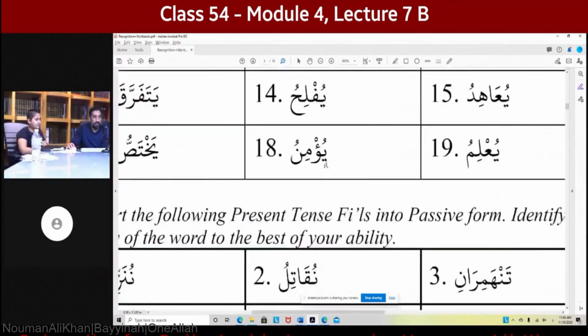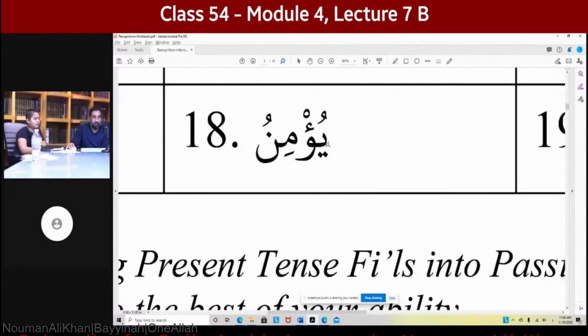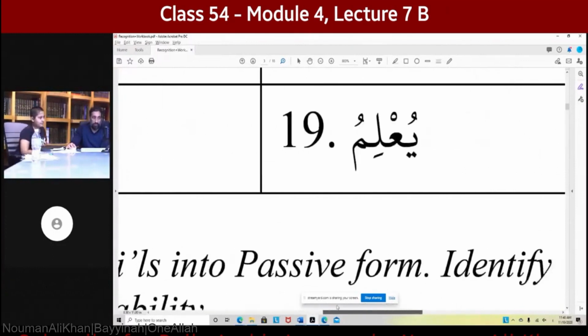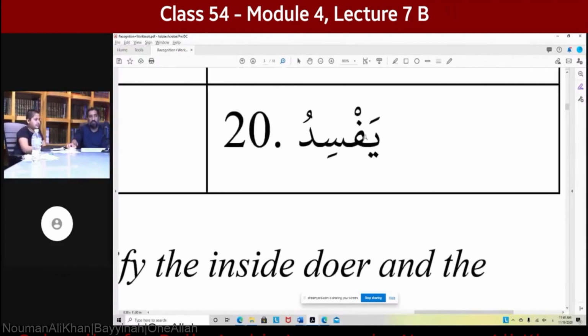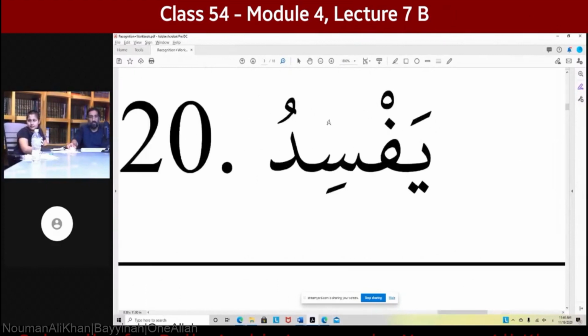Yaqtasu, we're not going to do. Yu'minu, this is the Aslama family. Good. It's a hard one, so we'll skip this one too. Amana yu'minu imanan. We're not doing that yet. Yu'limu quickly. Yu'alimu, this is Aslama also. Good. So, a'lama yu'limu a'laman. Yafsidu. Oh, we end on a fun one.